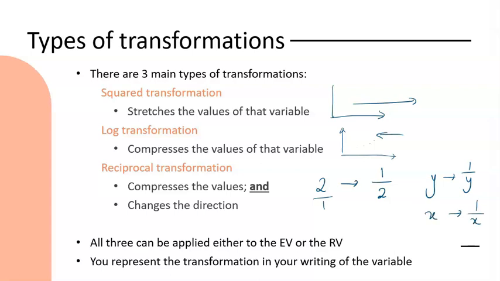All 3 of these types of transformations can be applied to either the explanatory variable, your x-axis, or the response variable, your y-axis. We only apply it to one of them. We don't do 2 at a time, so we only ever apply one transformation to our set of data. And when we go on to actually represent that transformation, we do that in terms of writing our variable as that transformed version. We'll talk more about that as we do some examples.